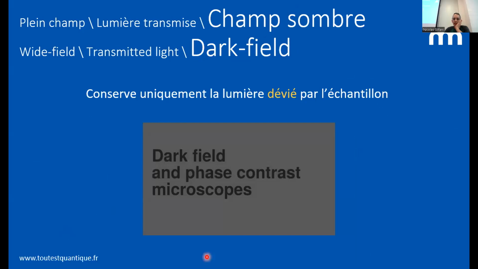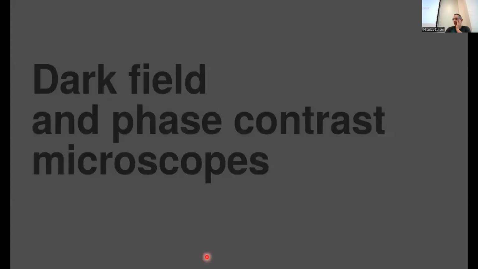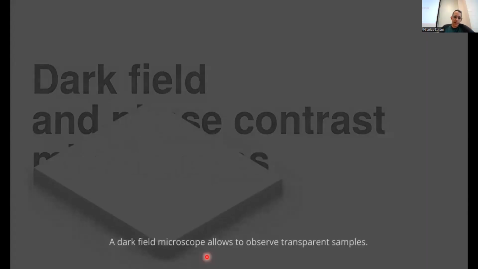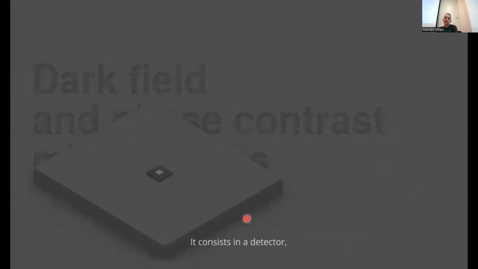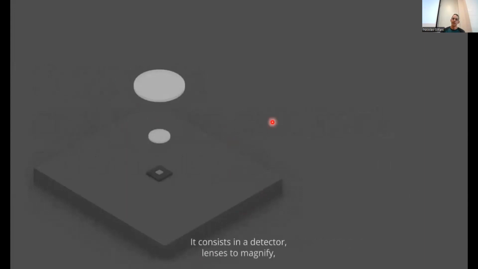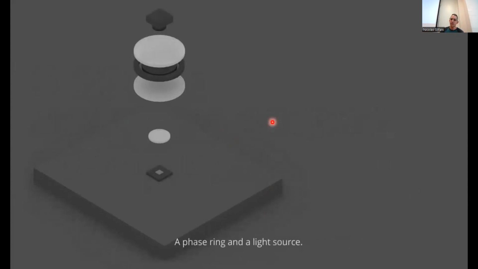The second technique I want to present is called dark field. It's an underused technique, but it's very powerful. I'm just going to show you a brief video of how it works. It helps increase the contrast of an image. In bright field, you just see the light that is transmitted through the sample. But sometimes you can miss things that are transparent.